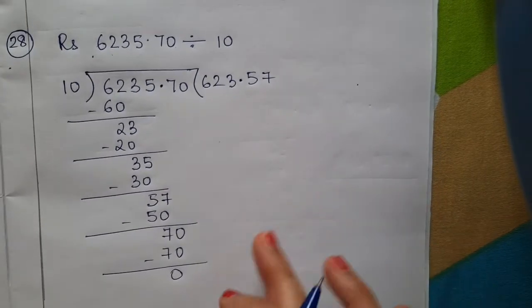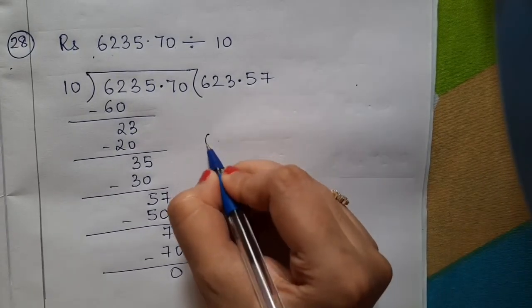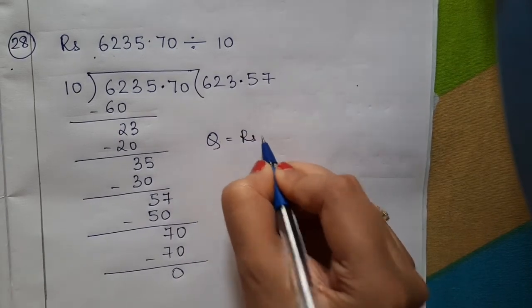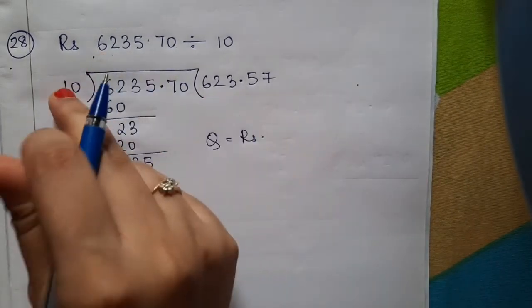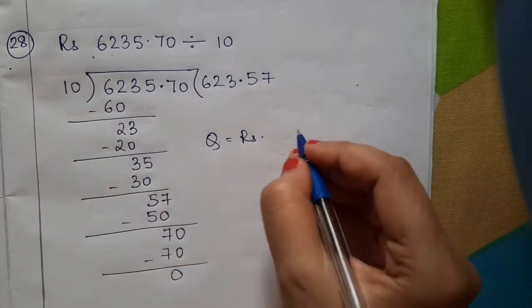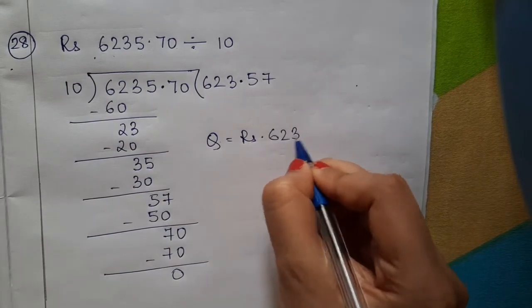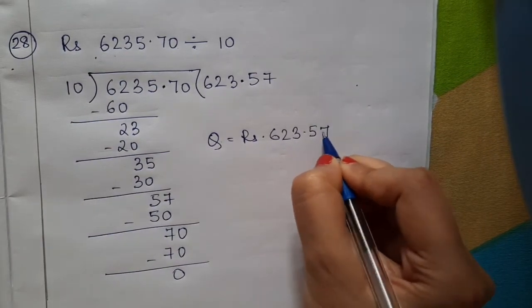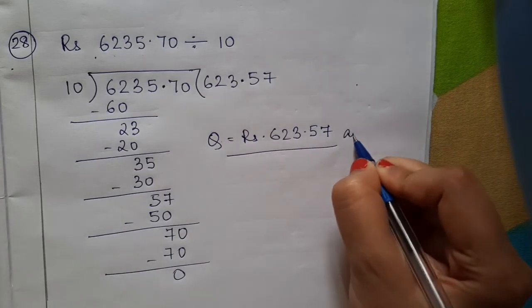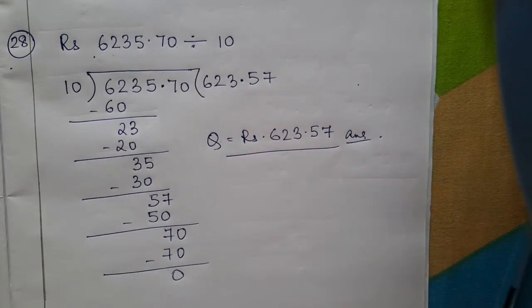So this becomes our quotient. Quotient becomes rupees. Always remember to add the rupees because we are solving questions on money. 623.57. This becomes our answer.